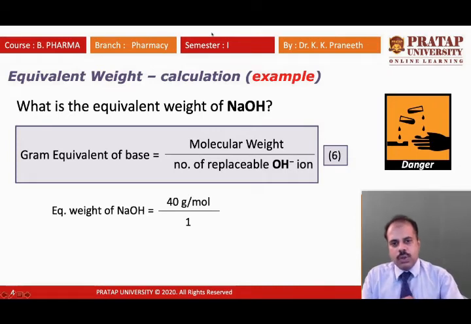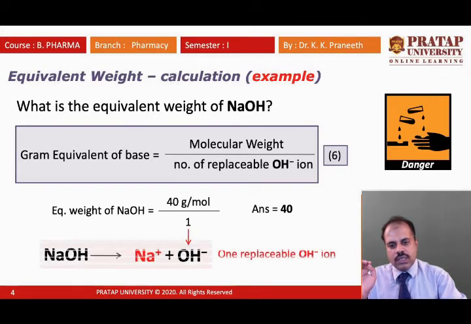For example, the equivalent weight of sodium hydroxide. Gram equivalent and equivalent weight are the same. The molecular weight of sodium hydroxide is 40 grams per mole, divided by the number of replaceable OH minus ions. There is only one OH minus ion, so it is 1. So, the answer is 40. The equivalent weight of sodium hydroxide is 40, the same as the molecular weight, because there is only one replaceable hydroxide ion in sodium hydroxide.